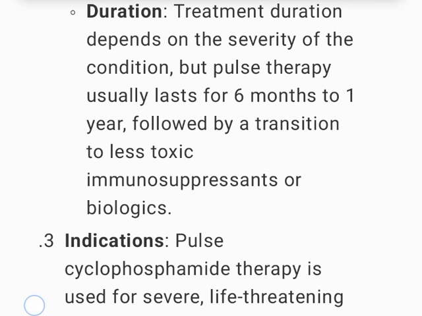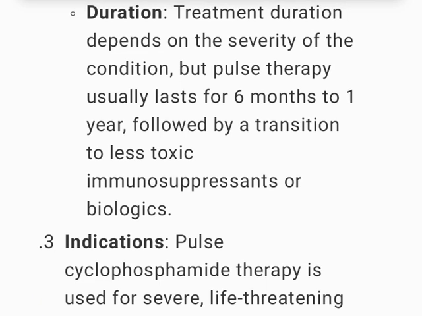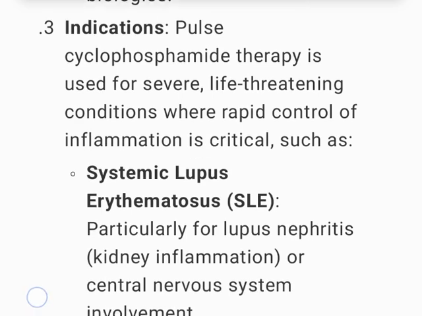Duration. Treatment duration depends on the severity of the condition, but pulse therapy usually lasts for 6 months to 1 year, followed by a transition to less toxic immunosuppressants or biologics.